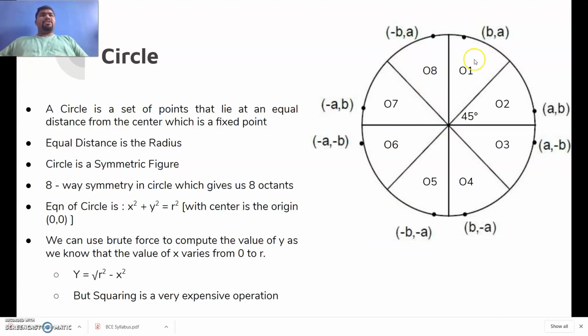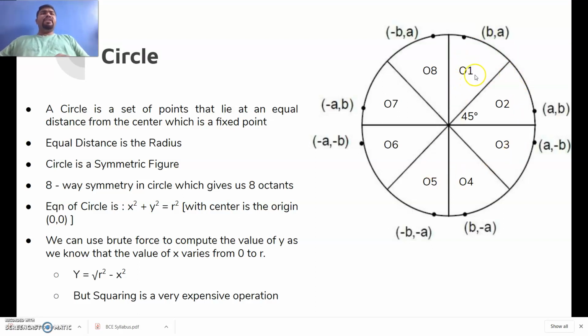Now, a circle is actually a symmetric figure, and we can use eight-way symmetry in a circle, which gives rise to eight octants that are symmetric to each other. You can see octant 1 and octant 2 are symmetric, similarly octant 2 and octant 3 are symmetric, octant 3 and octant 4 are symmetric, and so on. So if we want to plot a circle, what if we just derive the points on the circumference only for the first octant? That would be enough, right? Because if we get these points, we can replicate them using the mirroring or symmetric property of the circle, and similarly get the points for the other octants as well.